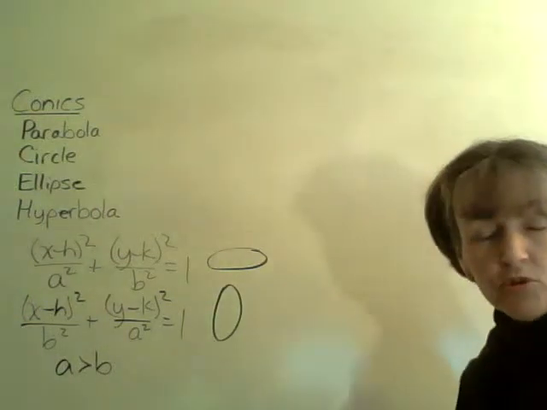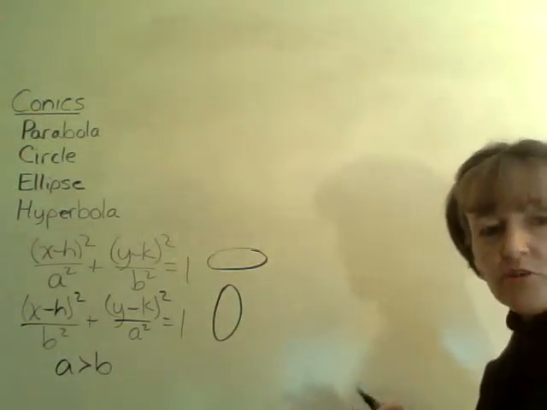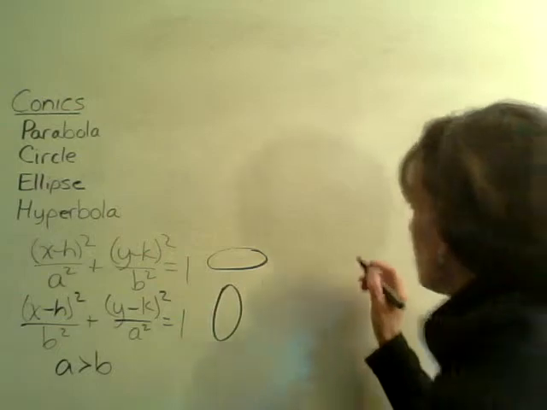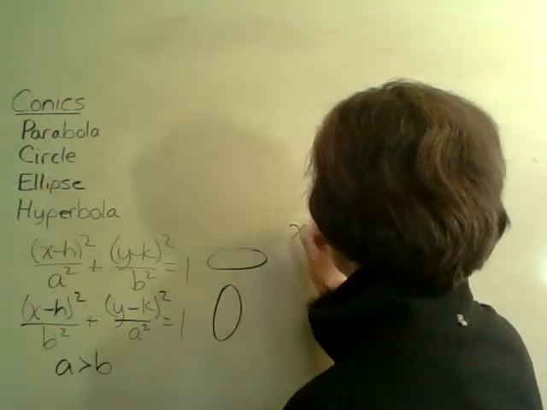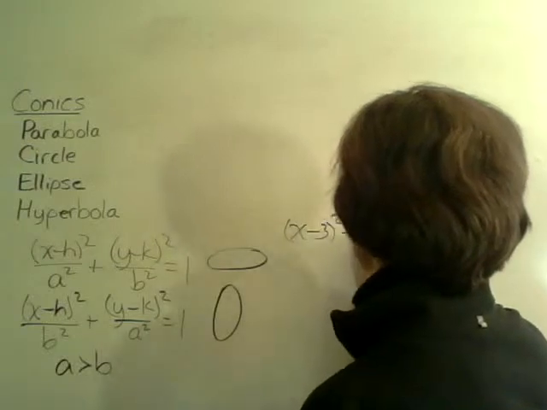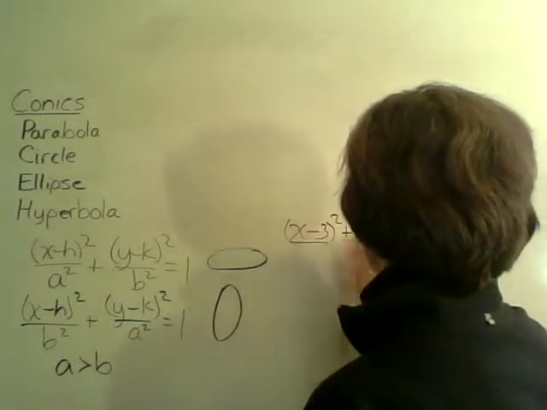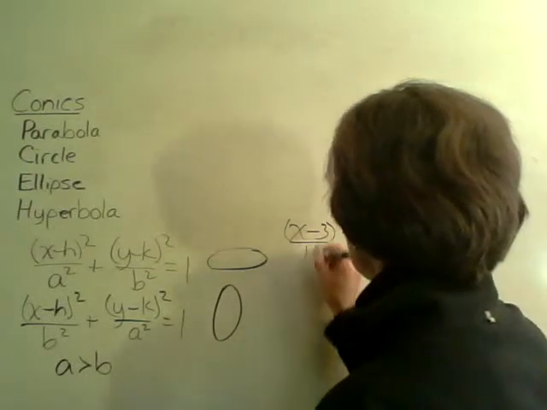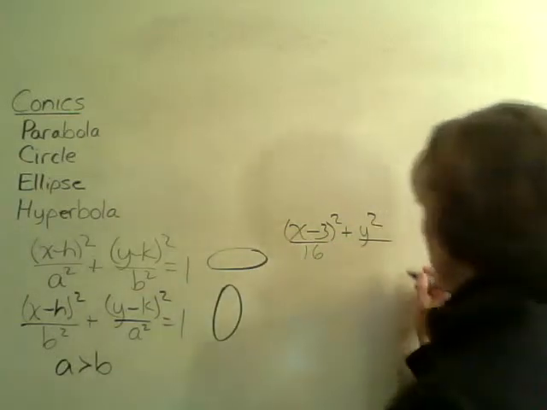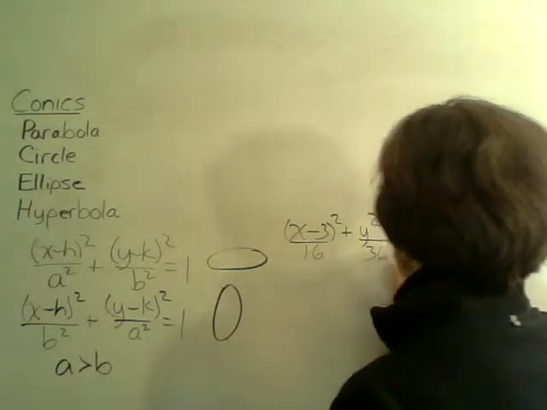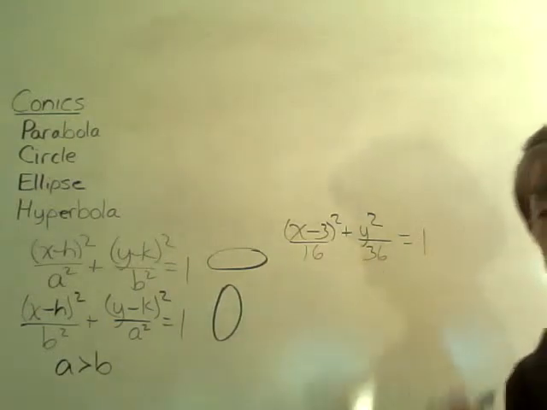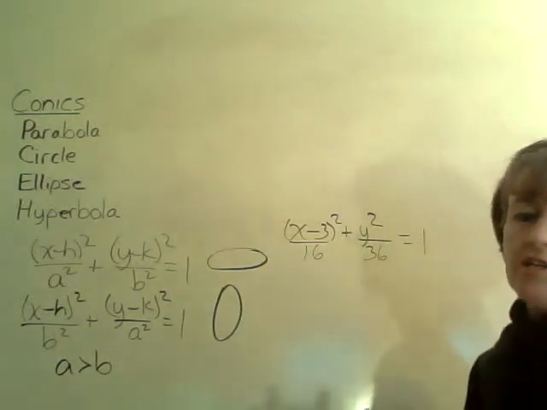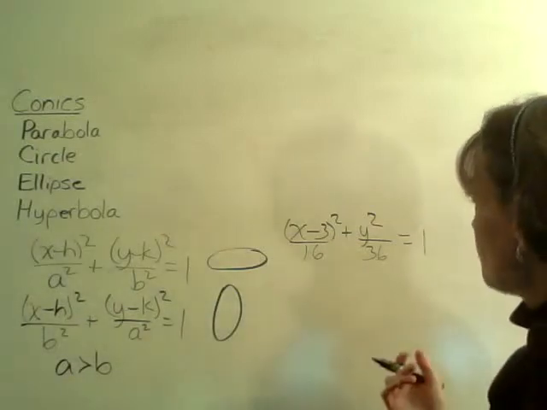Let me give you an example equation, and we'll just use it to explain how these work. So let's suppose that my equation is (x minus 3) squared over 16 plus y squared over 36 equals 1. Now these do not have to be perfect squares, but I'm going to make our numbers simple to make the explanation a little easier to follow.